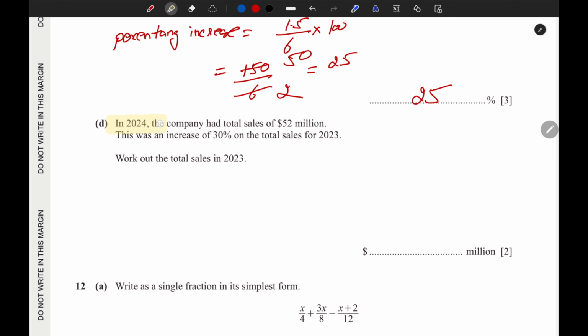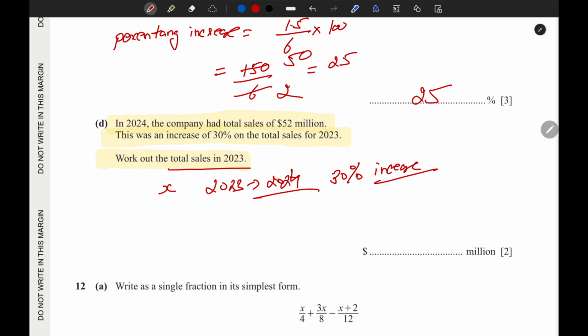In 2024, the company had total sales of 52 million. This was an increase of 30% on the total sales of 2023. Okay, work out the total sales in 2023. So let the total sales in 2023 be X. Now from 2023 to 2024, it's what? It's a 30% increase.